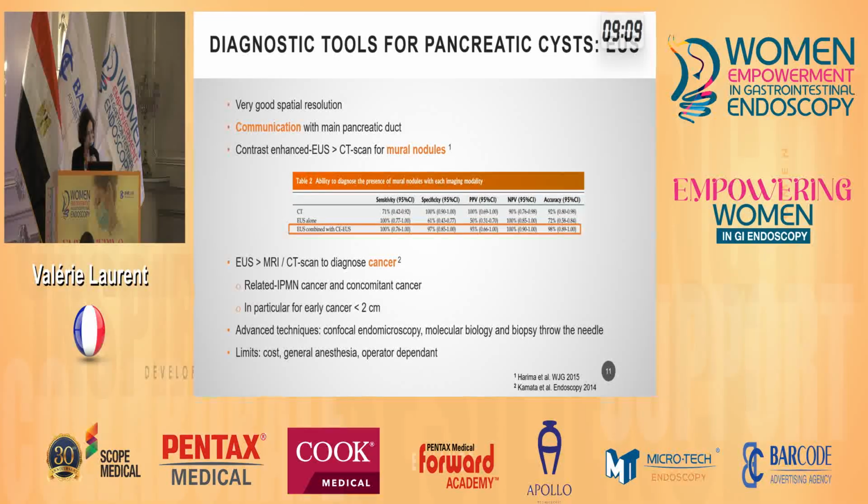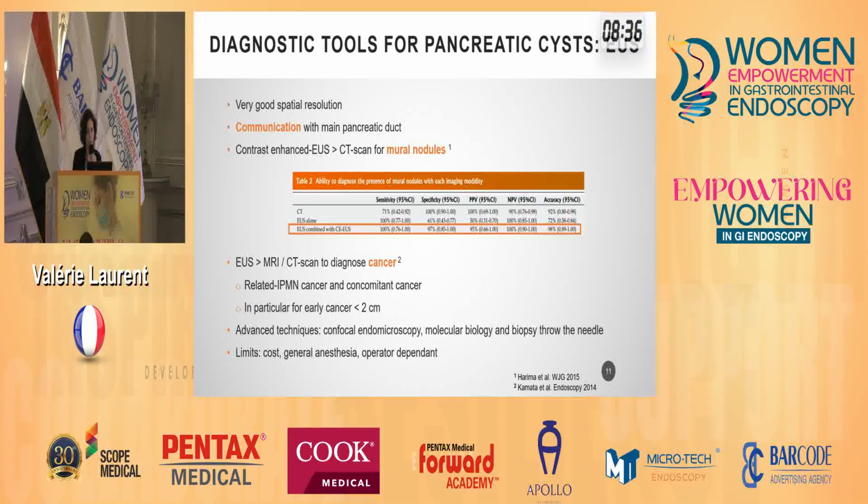EUS is another diagnostic tool. It has a very good spatial resolution. It can identify communication with the main pancreatic duct very well. With contrast, we can see the mural nodules very well, with an accuracy of around 98%. EUS is also better than CT scan to diagnose cancer. The main limits are the cost and the need for general anesthesia.